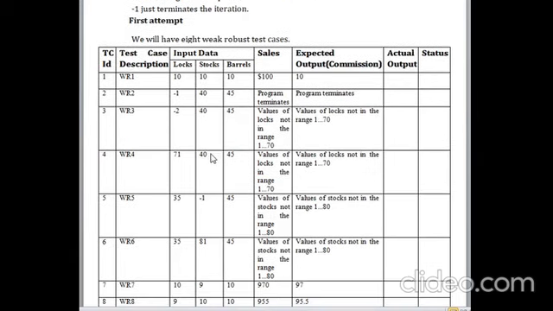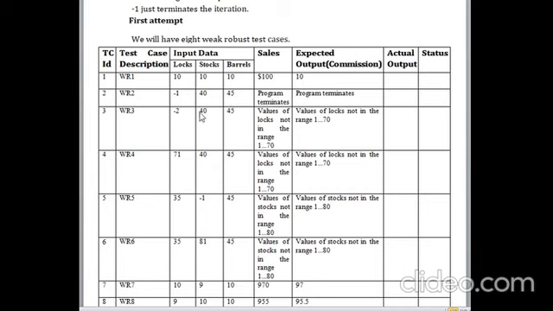So in the 8 test cases, in the first test case we give 10, 10, 10. So these are valid inputs. So definitely the total sales is 100, the commission is 10. Then for the second, third and up to the 8th we give the weak robust values, that is the minus values and also excess values. So here -1 for the locks. This -1 is not considered, the program terminates. So based on our algorithm, the expected output is that the program terminates.